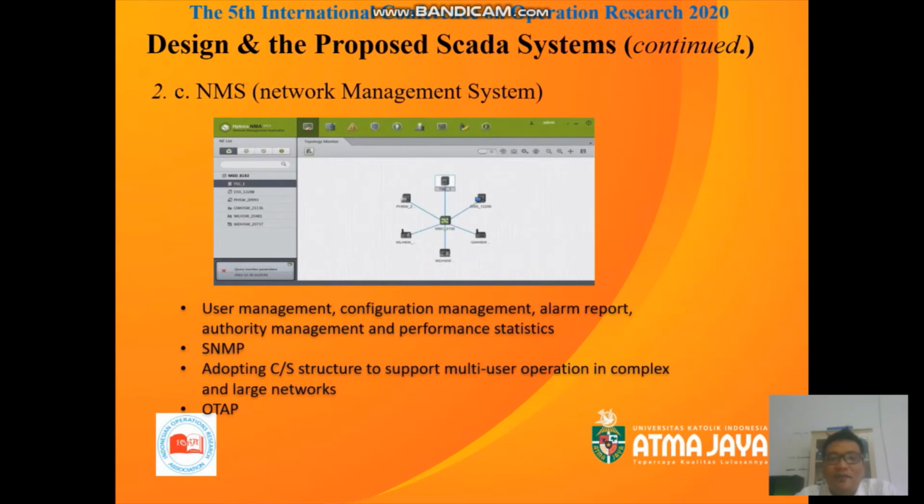Besides that, we use the trunking system because the trunking system also has the NMS function. NMS stands for Network Management System. This feature allows the user to do configuration management, alarm report, authority management, and performance statistics. Also SNMP, the management protocol. It can also adopt a CS structure to support multi-user operation in a complex and large network.